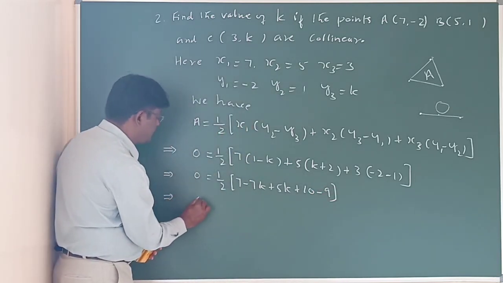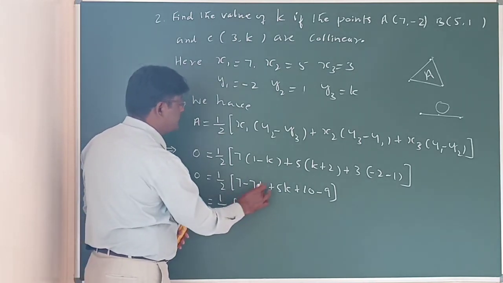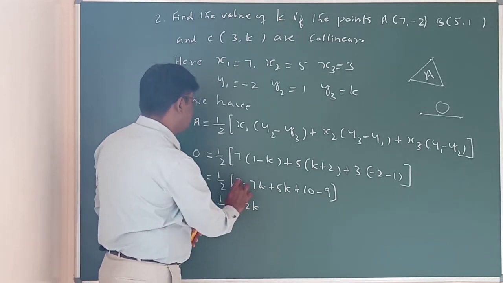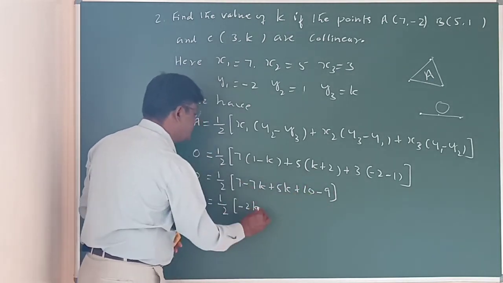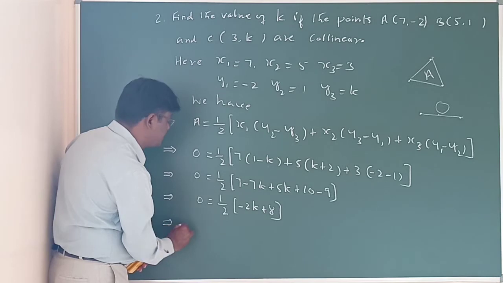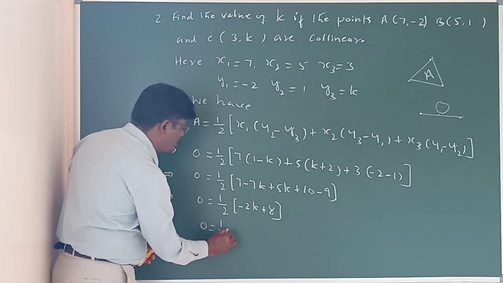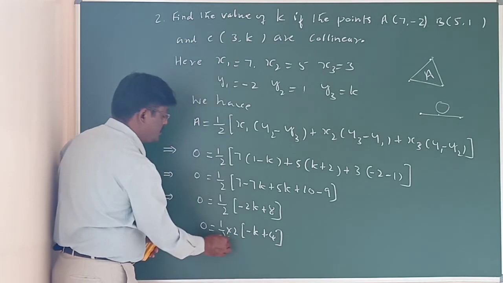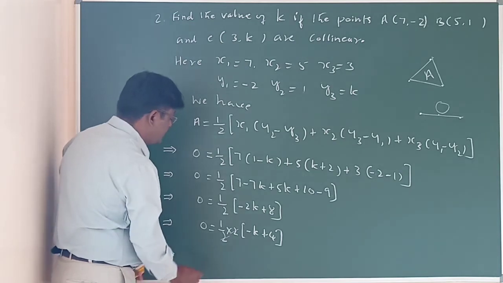Therefore, 0 equal to half. Minus 7k plus 5k is what? Minus 2k. Okay, children. Then 17 minus 10 minus 9 is 1. 1 plus 7 is 8. Correct? Now 0 equal to half, what is the common factor? 2. Take the 2 out. Then minus k plus 4. Thus 2 and 2 get cancelled. Therefore now the final step.